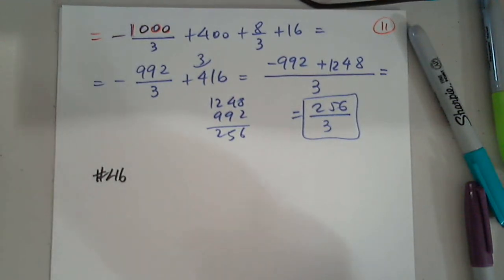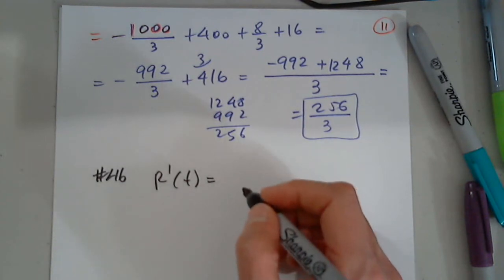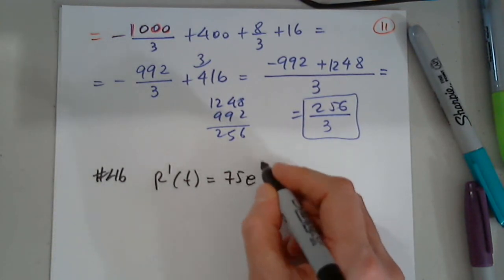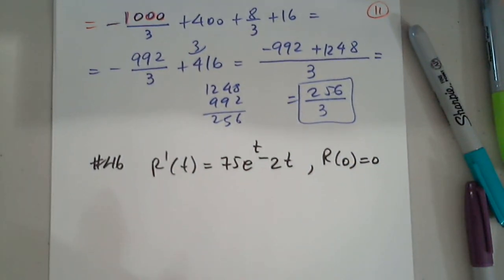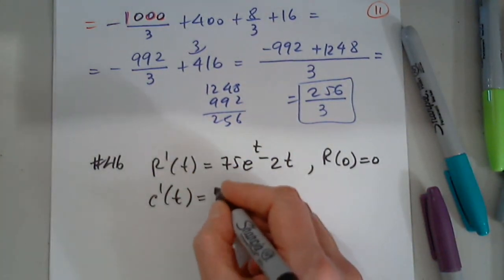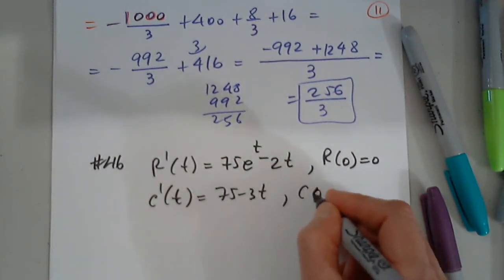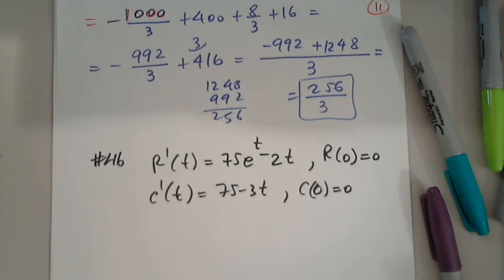So Great Green Incorporated determines that its marginal revenue per day is given by R prime of t, marginal revenue. I'm copying it: 75 e to t minus 2t, and they're telling us that R of 0 is 0. If we don't produce anything, there is no revenue. The company's marginal cost, C prime of t, is 75 minus 3t, and of course, if we don't do anything, I guess we don't pay for anything. Find the total profit from t equals 0 to t equals 10.